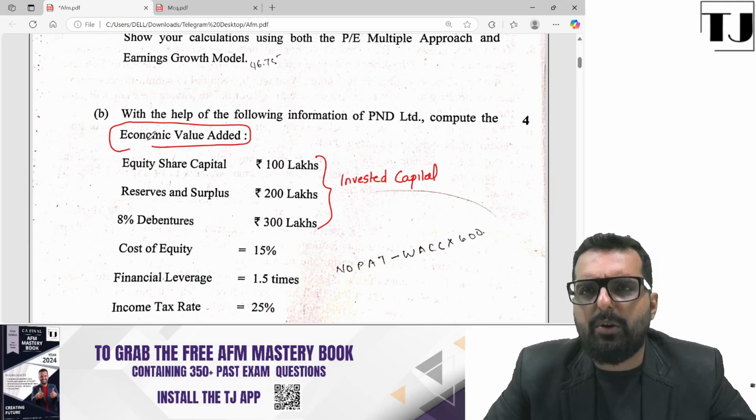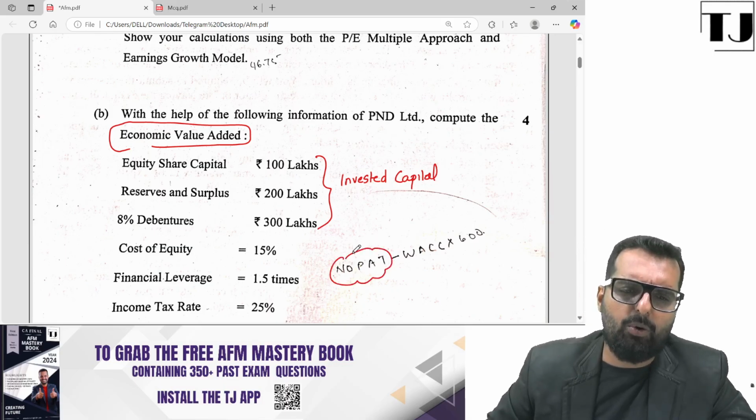So, what is the formula for finding out economic value added? You have to find out NOPAT, step number 1.